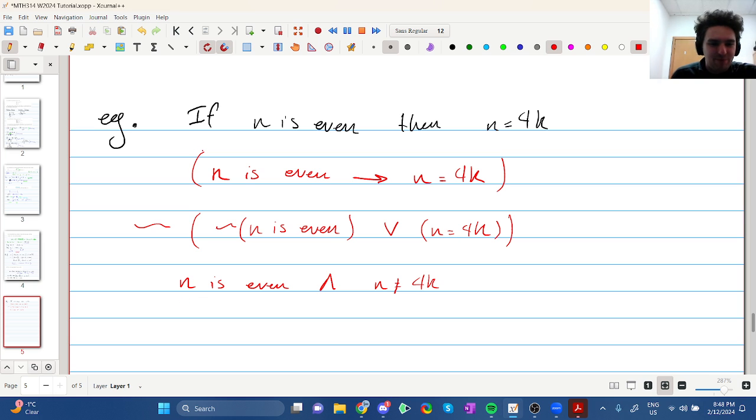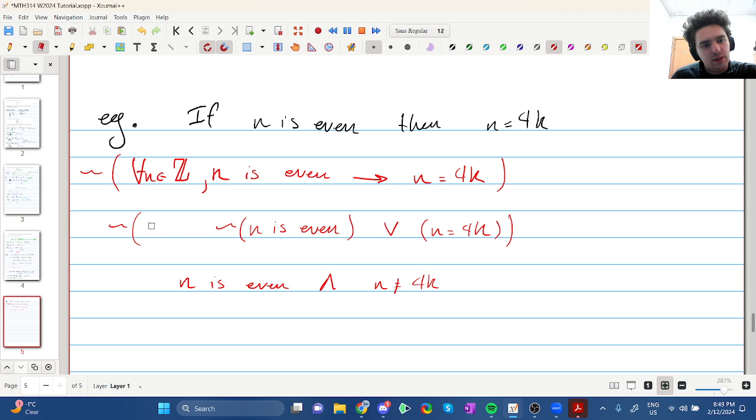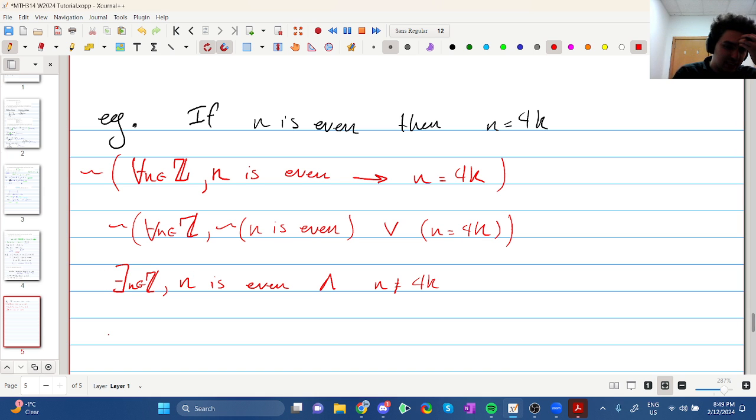So I'm trying to find this. Basically I have to show, for all n in Z, if n is even then n equals 4k. I'm taking the negation of this, so the negation of for all n an element of Z says that there exists some n in Z. Sorry, I should have written that first. There exists some n in Z such that n is even and n is not 4k.